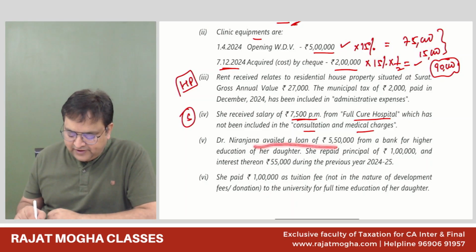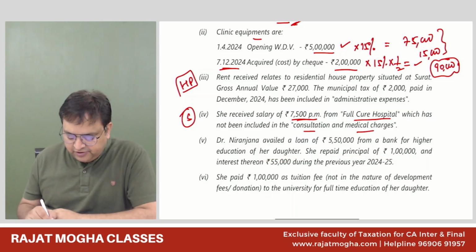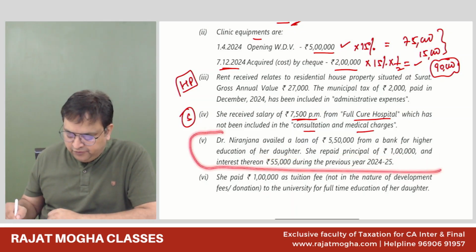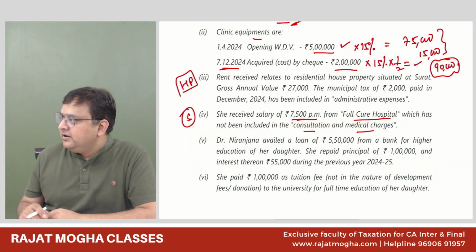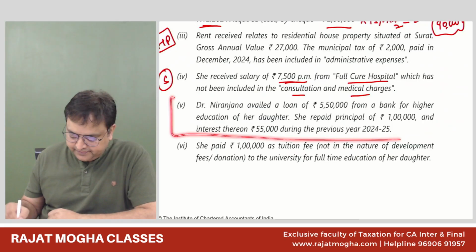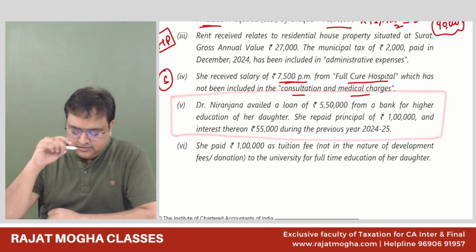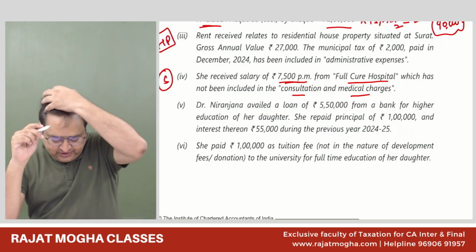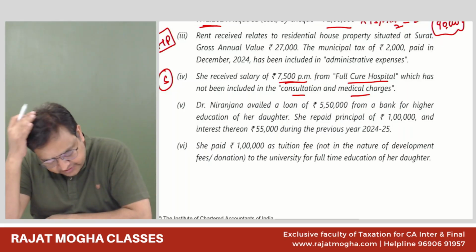Niranjana availed a loan of 5,50,000 from the bank for higher education of her daughter. She repaid principal of 1 lakh and interest thereon 55,000 during the previous year 24-25. Please tell me what you will do with this information. You have to tell me what you will do with the information which is given in the 5th point. She has availed an education loan for her daughter.